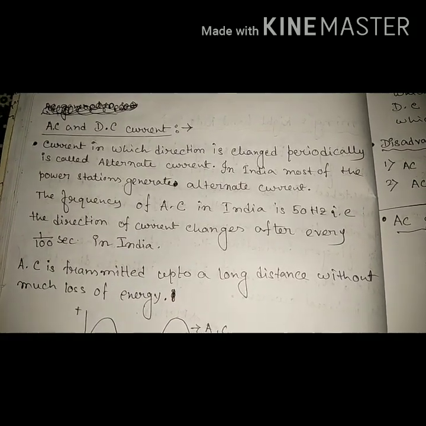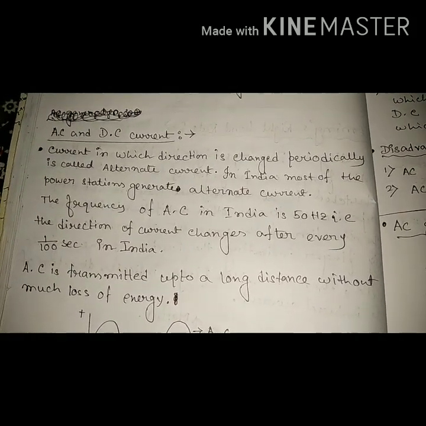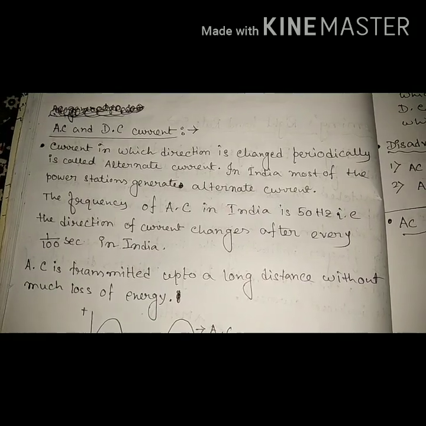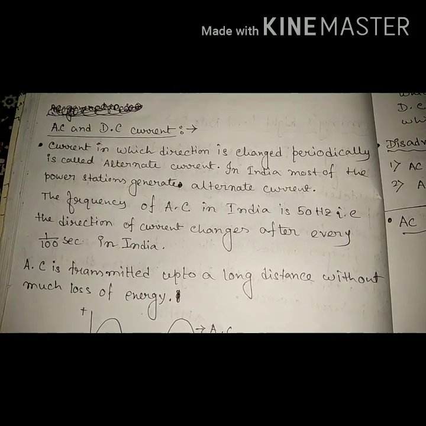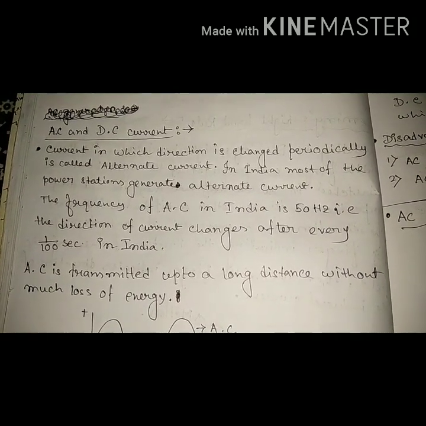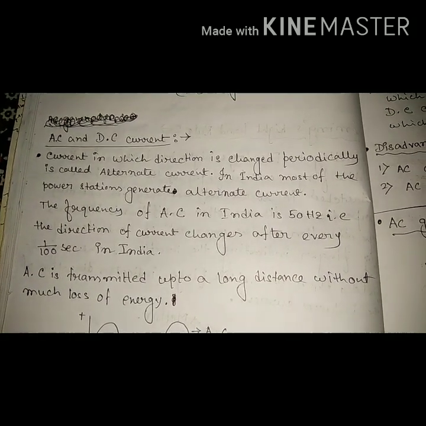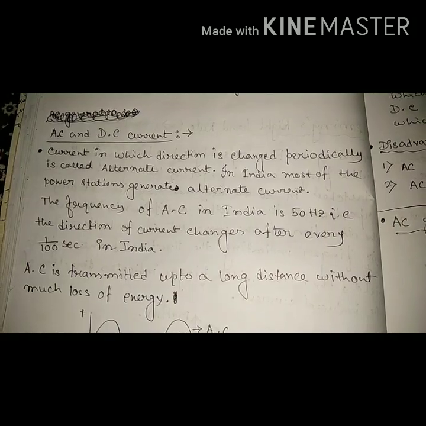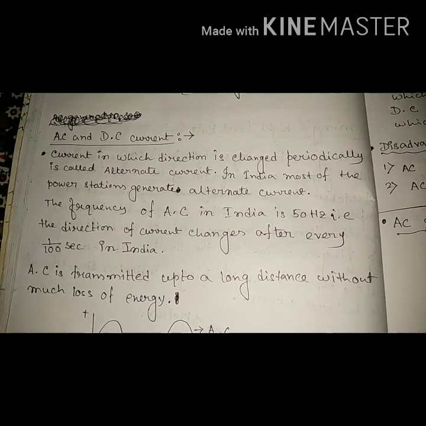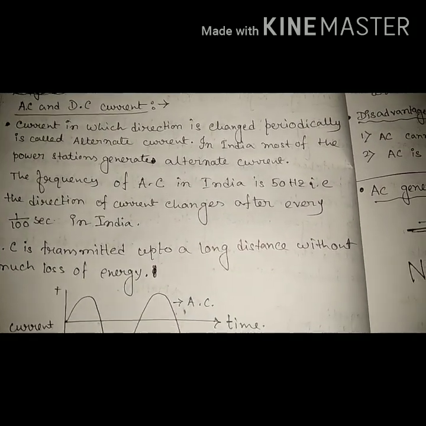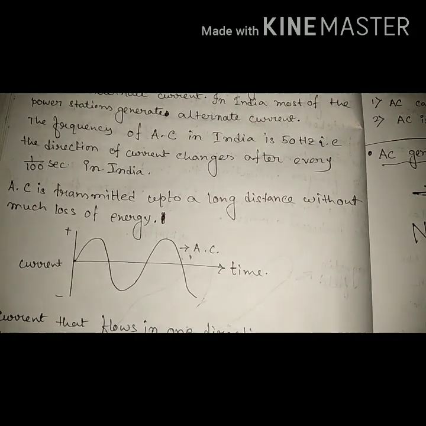If energy is lost so much, then when the electricity comes to our home, its voltage is very low. So there is much loss of energy. But if we use alternating current, it can be transmitted over a long distance and the energy loss is very little, and it looks like this.